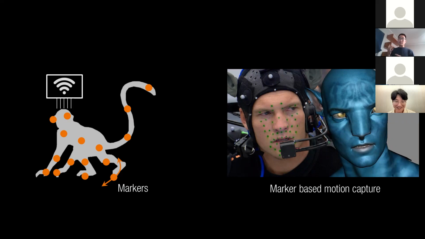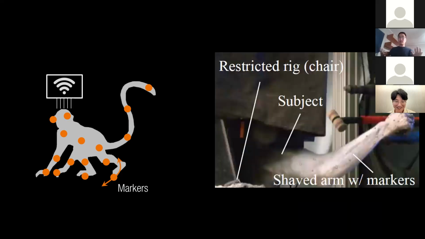However, this is not applicable to the monkey because they are very sensitive and very uncomfortable with the markers. They always tear off these markers. So the marker cannot be the solution. There's a fundamental limitation of using these marker-based systems. Further, to use the markers, as you see in this experiment, we have to shave the hair of the arm because this hair can occlude the marker locations.